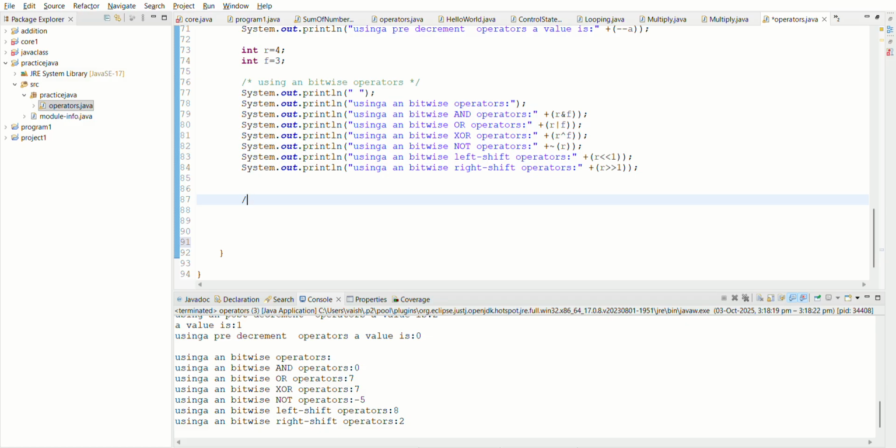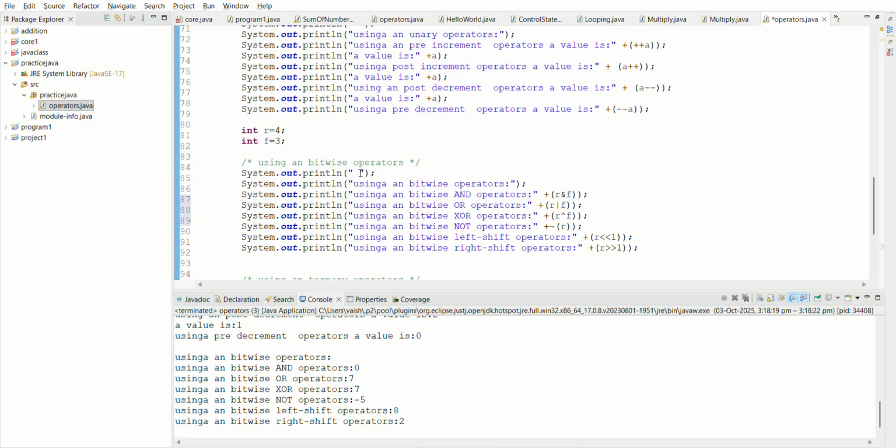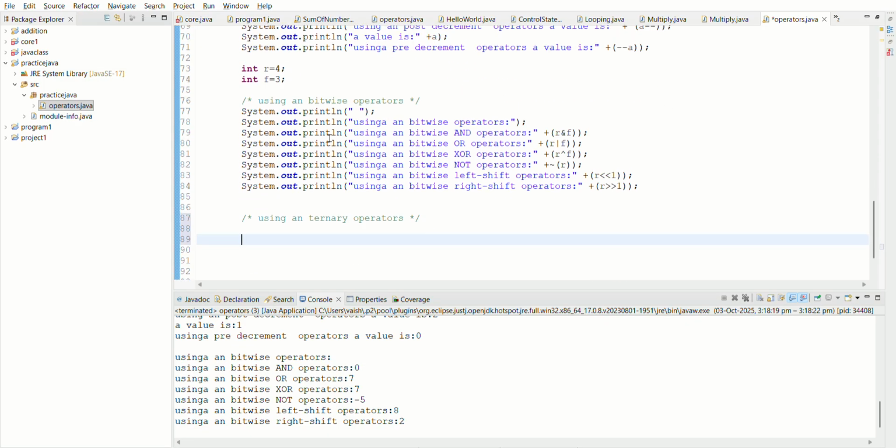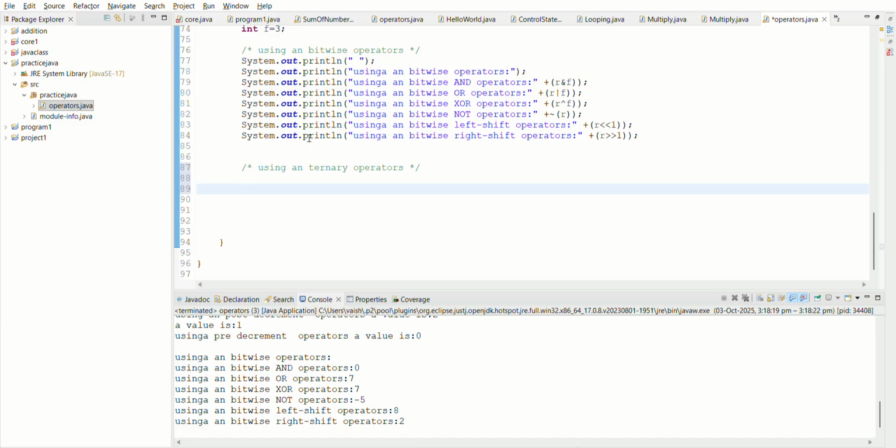So we write in a format line for that. So using ternary operators, we use the same for A and B values.